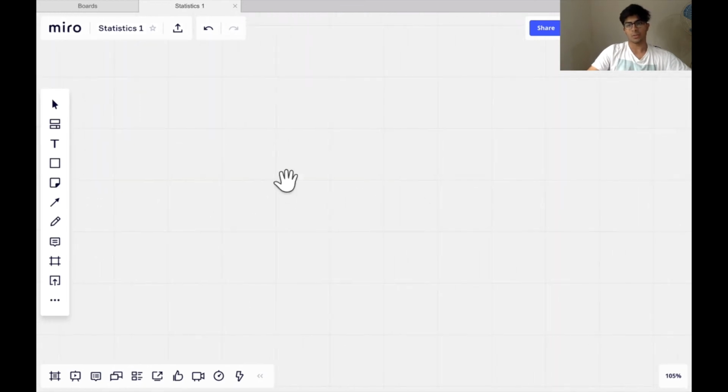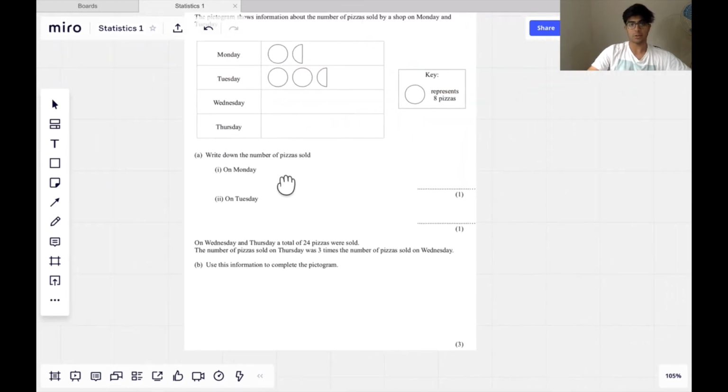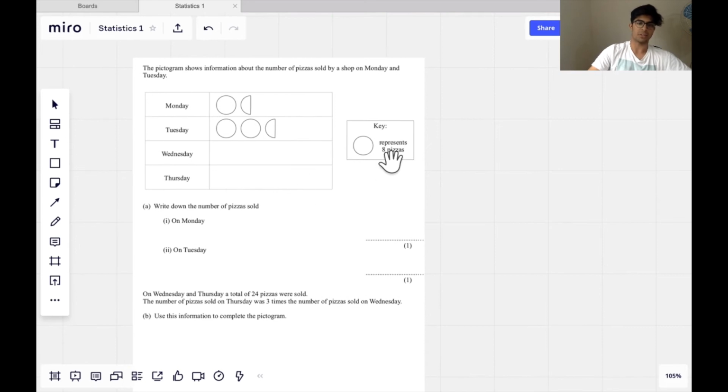We're going to move on to something else now, which is a pictogram. It's called a pictogram because there's a picture in it. These are fairly intuitive to understand. There's usually a key telling you what's what. So the pictogram shows information about the number of pizzas sold in a shop on Monday and Tuesday.